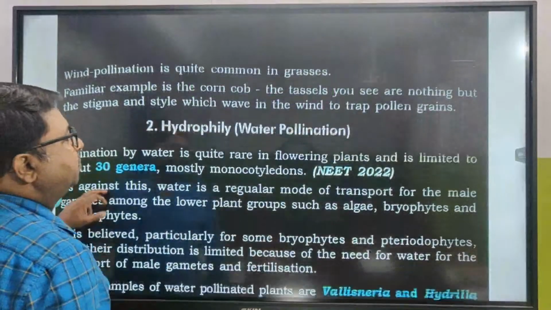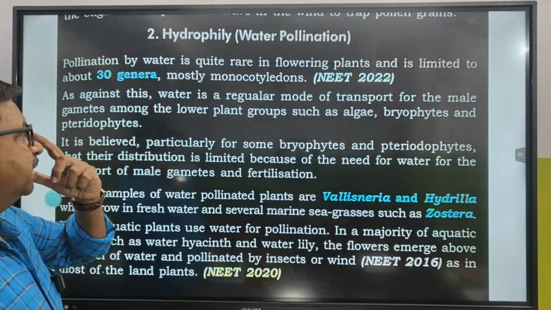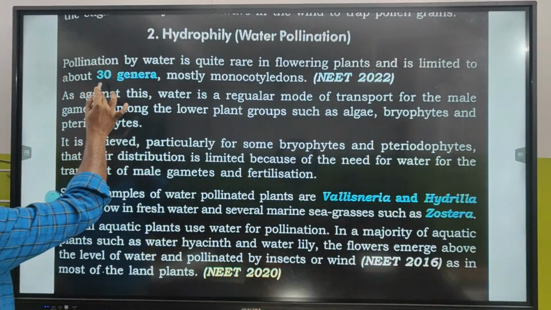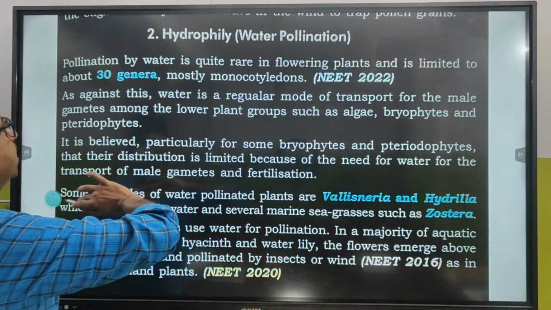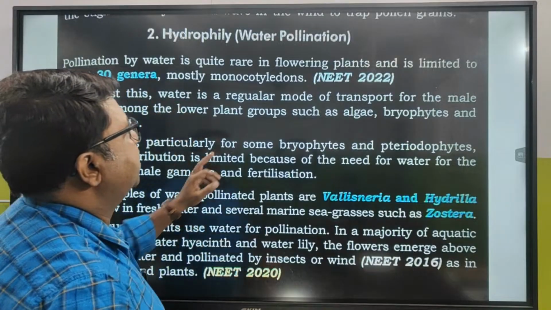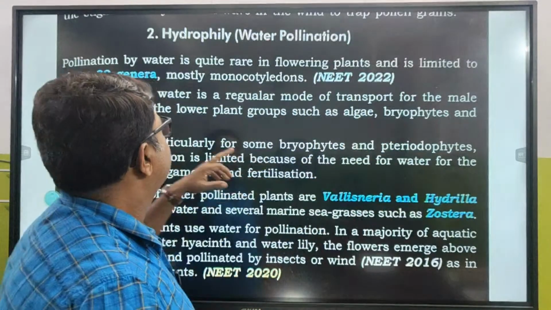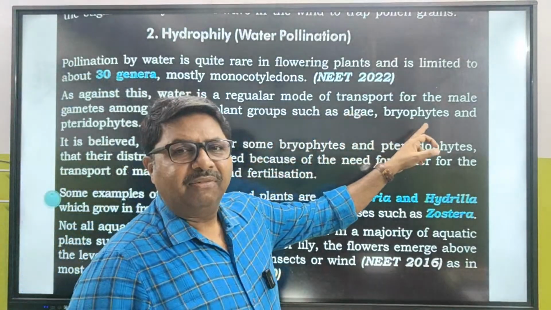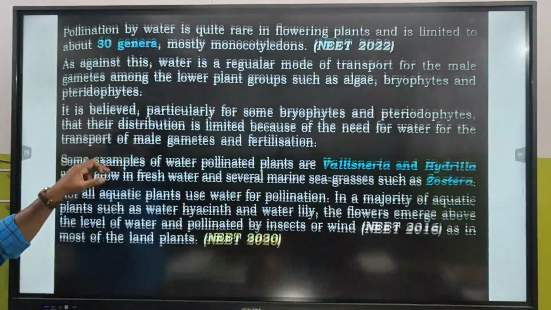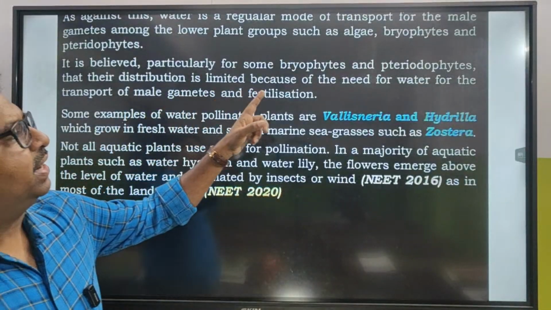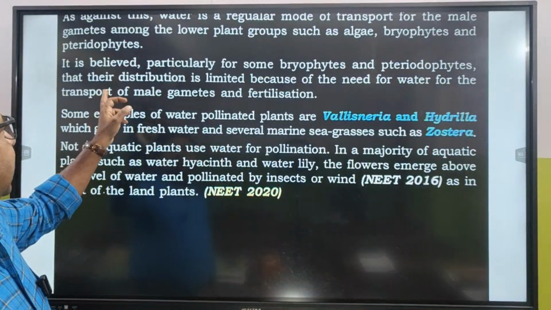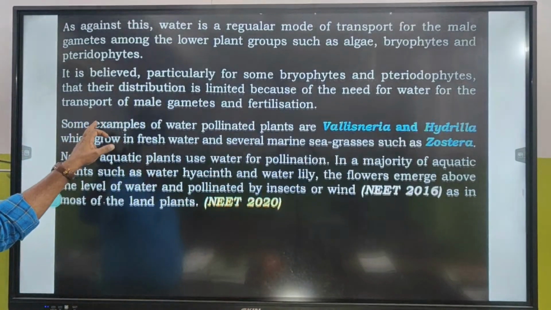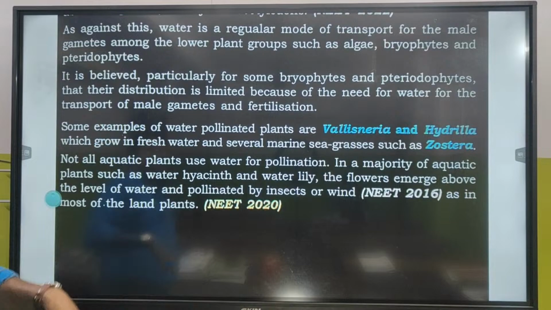Hydrophily, water pollination. Pollination by water is quite rare in flowering plants and is limited to about 30 genera, mostly monocotyledons. As against this, water is a regular mode of transport for the male gametes among the lower plant groups such as algae, bryophytes and pteridophytes. It is believed, particularly for some bryophytes and pteridophytes, that their distribution is limited because of the need of water for the transfer of male gametes and fertilization.